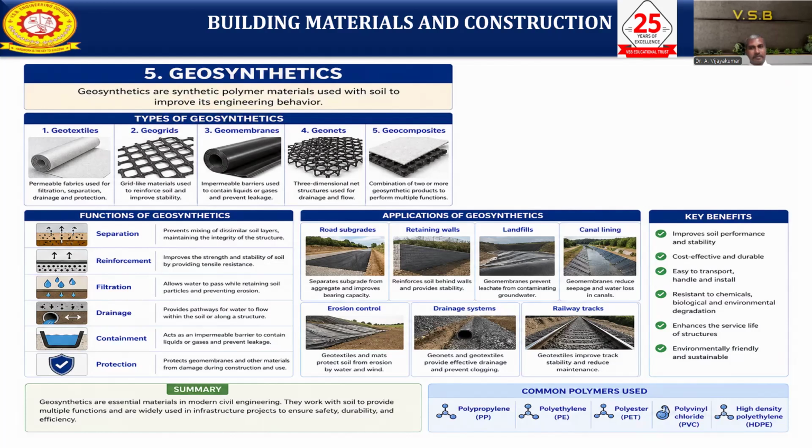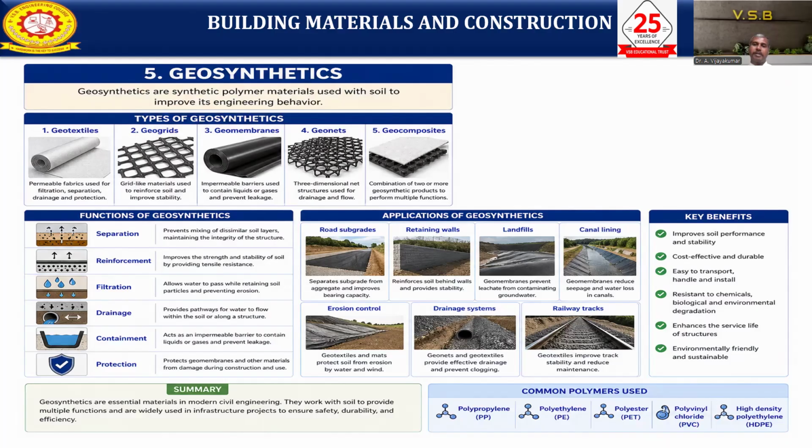We can say it is strengthening of the soil conditions. Different types of geosynthetic materials are available. Geotextiles are permeable fabric used for filtration, separation, drainage and protection. Geogrids are grid-like material used for reinforcing the soil and improving the stability of the soil.